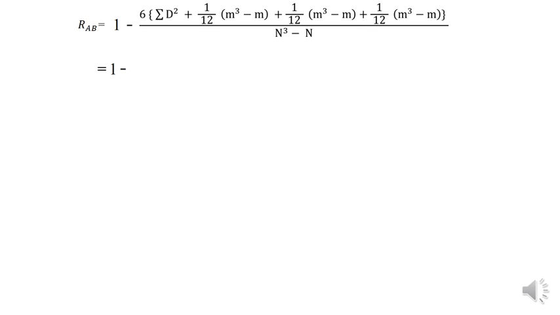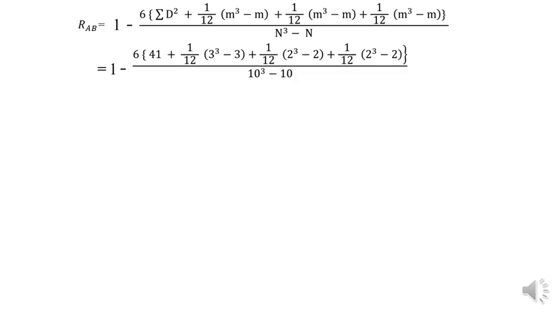Then in case of rankings A, m is 8, 8, 8, 3 times. So 3 cube minus 3. Then in column B, judge B, 5.5 and 8.5. 5.5 is repeating 2 times. Then 8.5 is repeating 2 times. Therefore, in both these remaining 2, 1 by 12 into m cube minus m, we have to take 2 cube minus 2 and 2 cube minus 2. Then 10 cube minus 10.